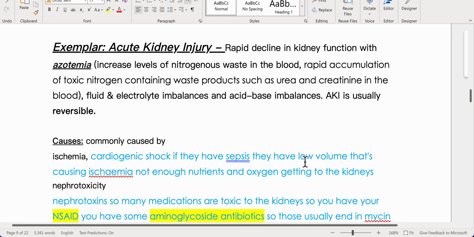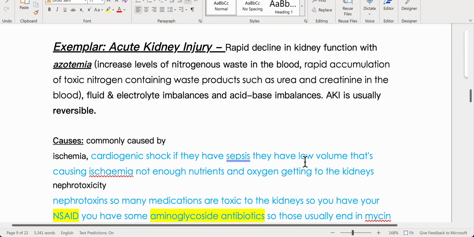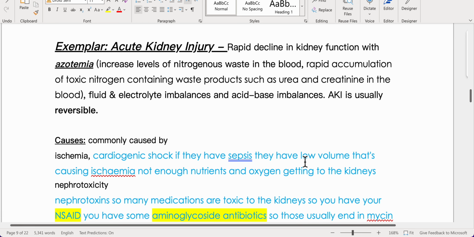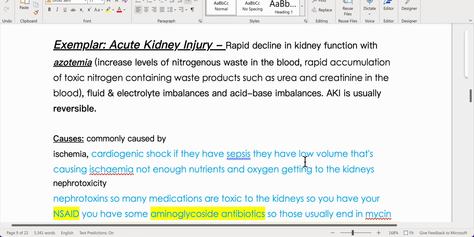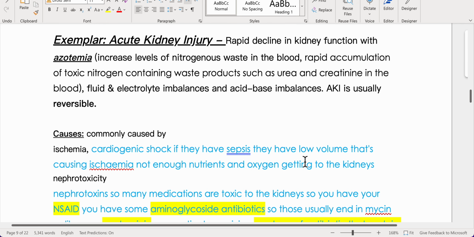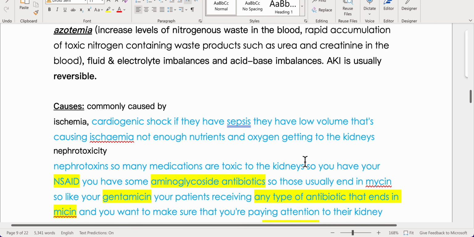Exemplar: acute kidney injury, a rapid decline in kidney function with azotemia, increased levels of nitrogenous waste in the blood, rapid accumulation of toxic nitrogen-containing waste products such as urea and creatinine in the blood, fluid and electrolyte imbalances, and acid-base imbalances. AKI is usually reversible.